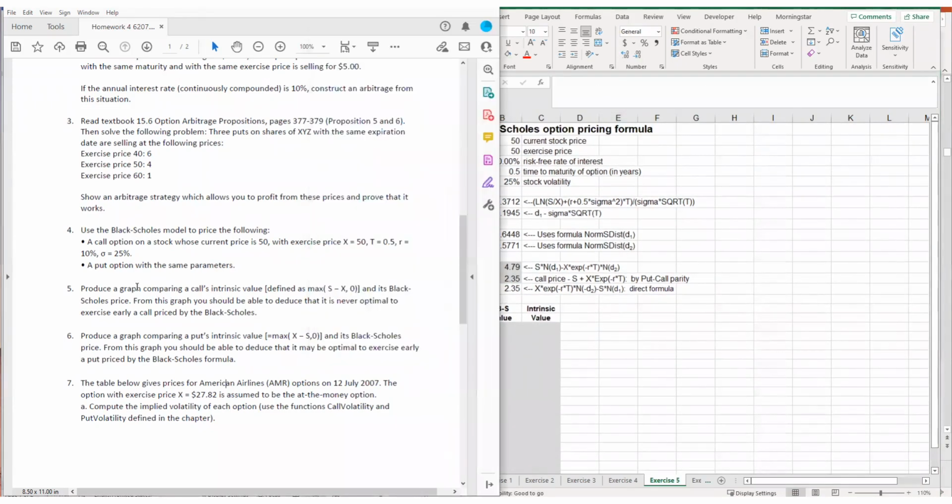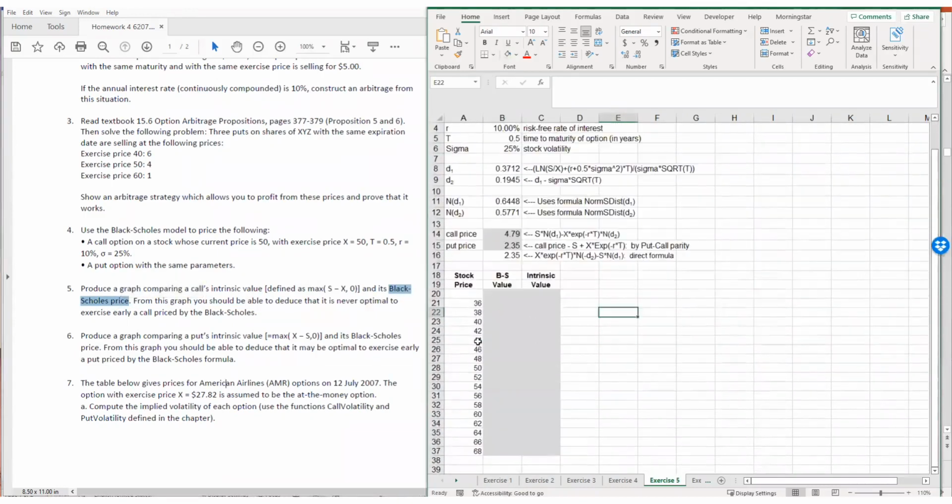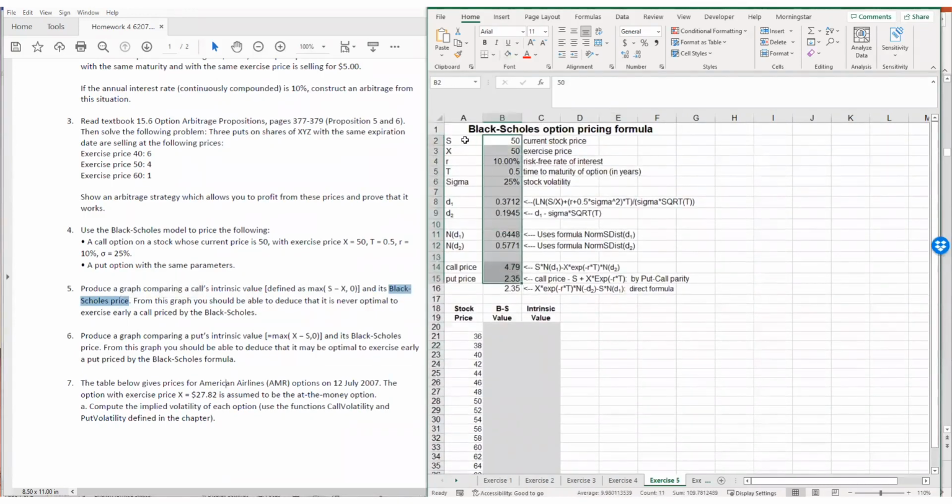So next, you need to produce a graph comparing a call's intrinsic value and its Black-Scholes price. So here, S is S0, the current stock price. It will fluctuate in the future, meaning that the option's intrinsic value will be changing according to the price of the stock. And the Black-Scholes price will also be changing since S will be. Now I'm going to do a data table to calculate this Black-Scholes value for call.